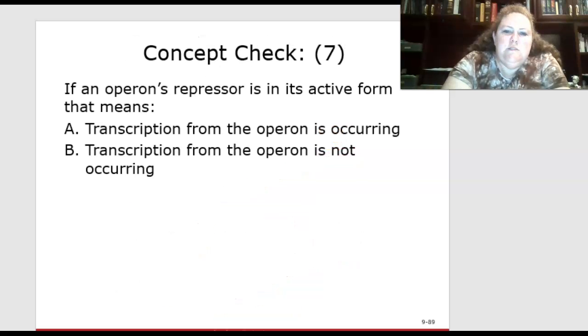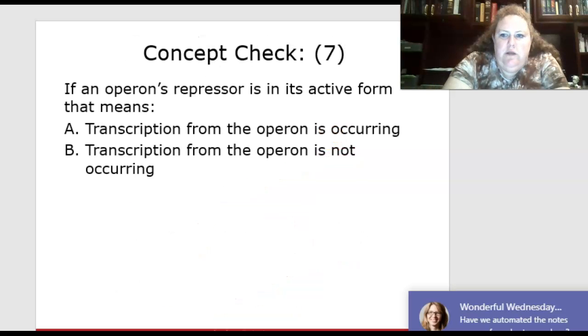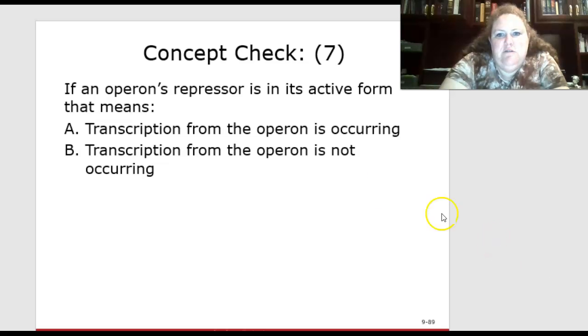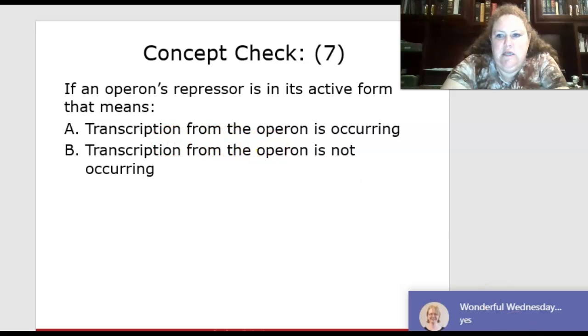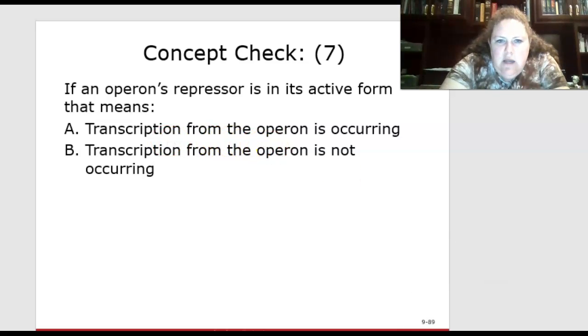So here's a little concept check for you. If an operon's repressor is in its active form, that means what? Either A, the transcription from the operon is occurring, or B, transcription from the operon is not occurring.